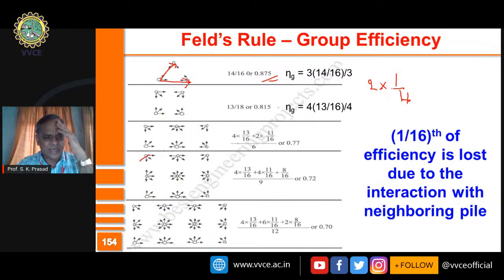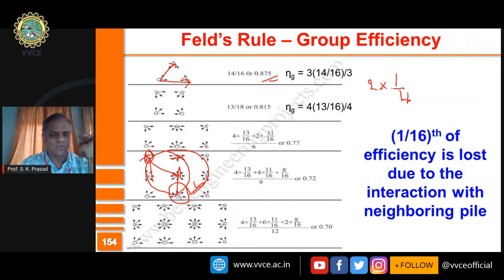Let us take this case where there are 9 piles. Then if you take these corner piles, these are affected by 1, 2, and 3. If you take the side piles, then these are affected by 1, 2, 3, 4, 5. On the other hand, if you take the central pile, you will be taking the effect of all the 8 piles. So considering these, you have totally 9 piles here.